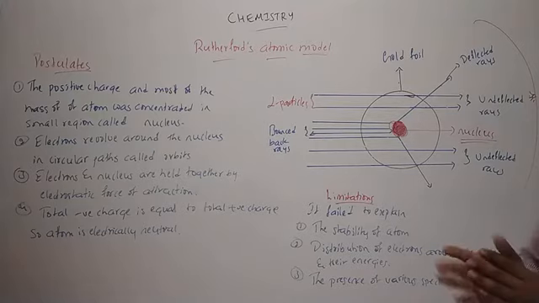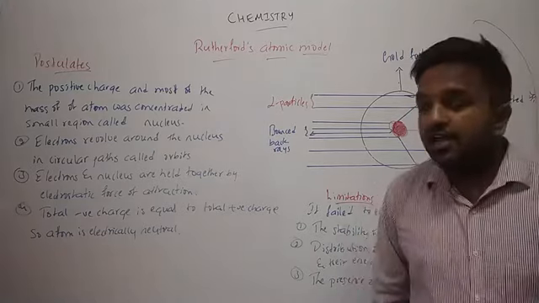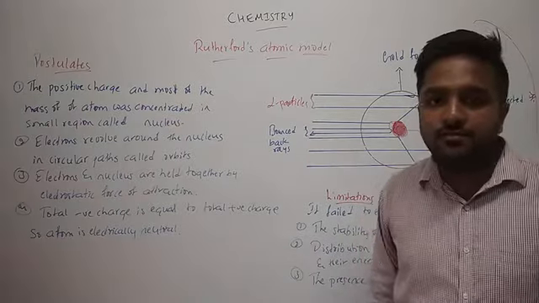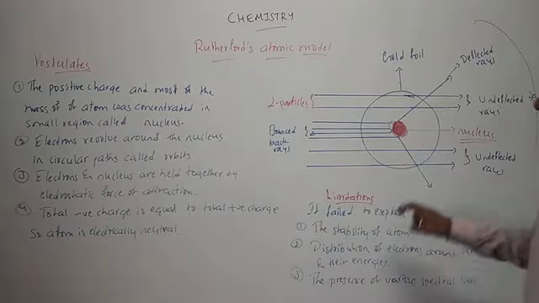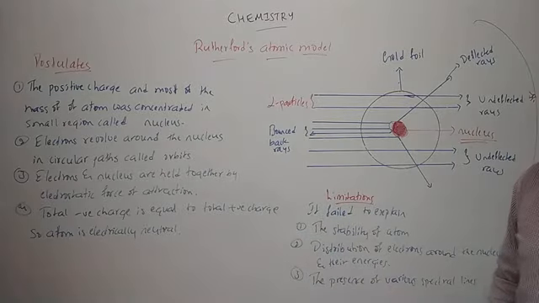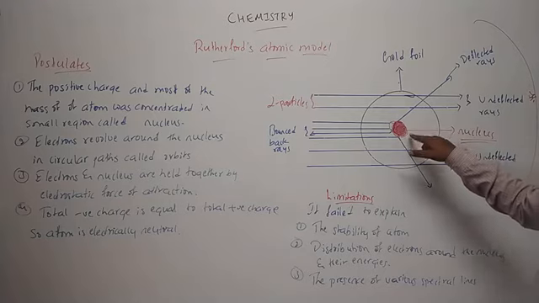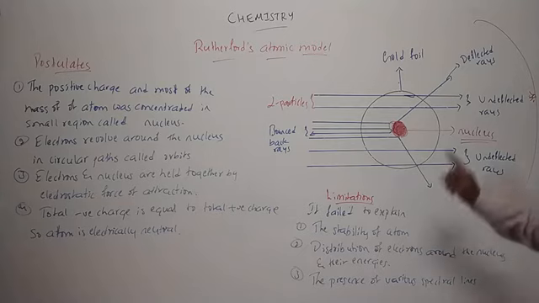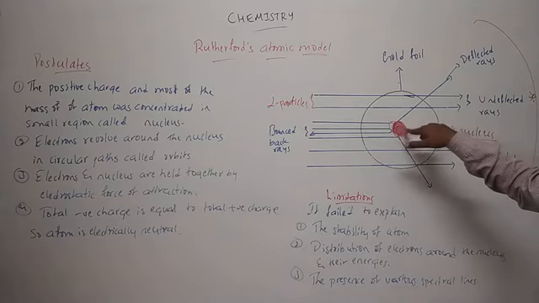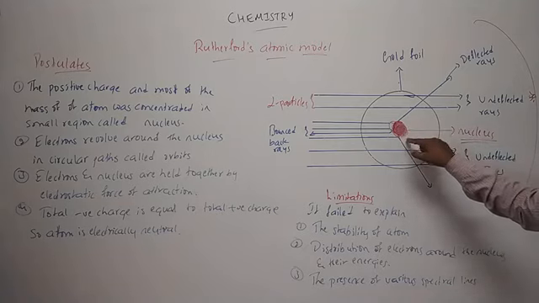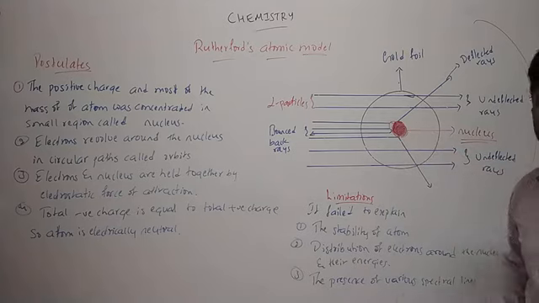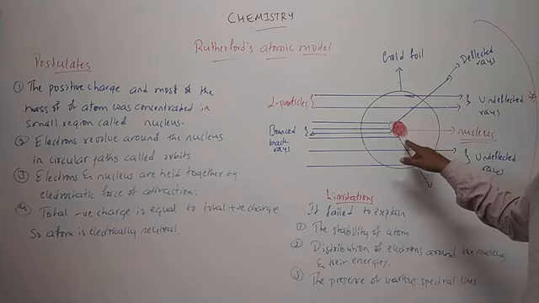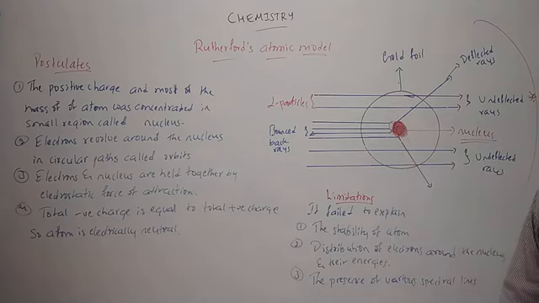Yes, students, now let us look at the postulates and limitations of Rutherford's atomic model. The first postulate of Rutherford's atomic model was that the positive charge and most of the mass of the atom are concentrated in a small region, and he called it the nucleus. The nucleus is the very small volume of the atom in which the positive charge and most of the mass of the atom are present. This space we call the nucleus.